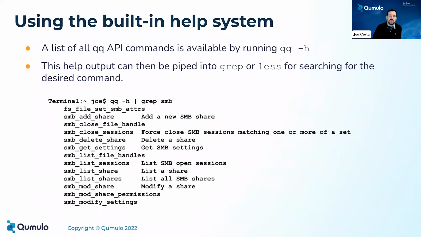So a list of all the different API commands is easily available just by running QQ -h. If you run this on your QQ CLI, you get an output of all the different commands. Quite a bit of stuff comes out. Joe, you then want to, yes.